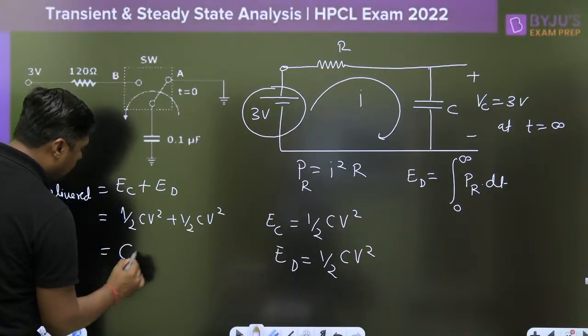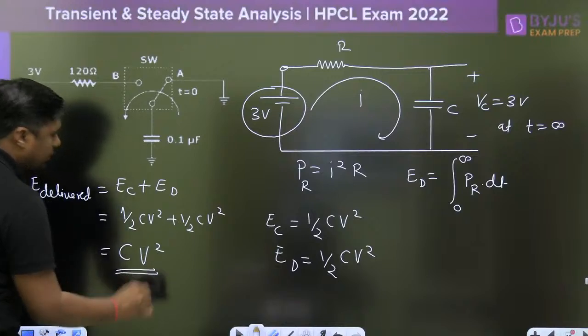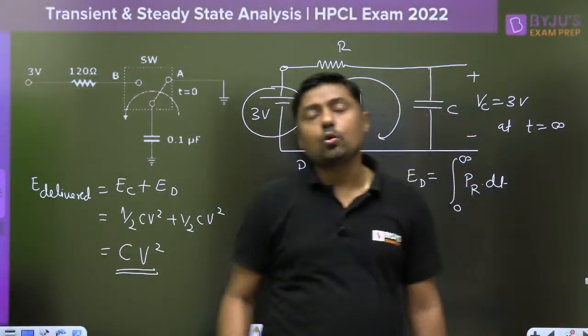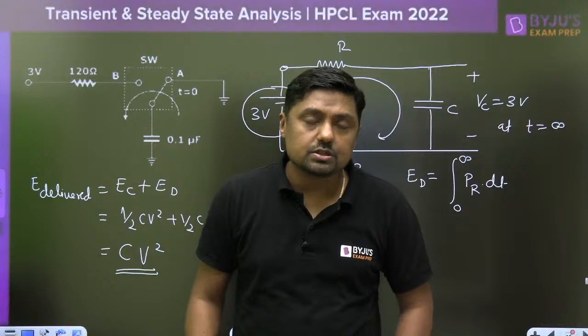Remember the formula is CV square. This is very important. So always remember, they may ask the question, what is the energy stored in the capacitor? Half of CV square.